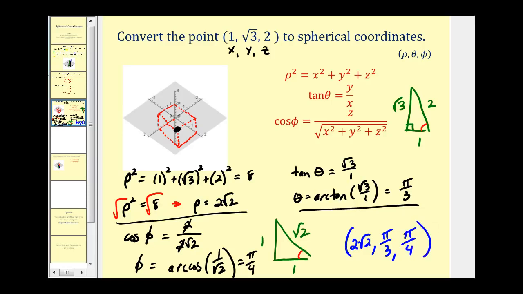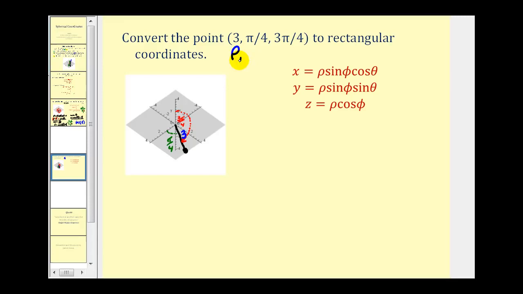Now let's take a look at another example where we convert from spherical coordinates to rectangular coordinates. So here we're given rho, theta, and phi. So we have spherical coordinates and we want rectangular coordinates. Here are the equations that we can use to determine x, y, and z. Let's go ahead and work it out. X is going to equal rho times sine phi, so that'll be 3 times sine 3 pi over 4 times cosine theta, or cosine pi over 4.